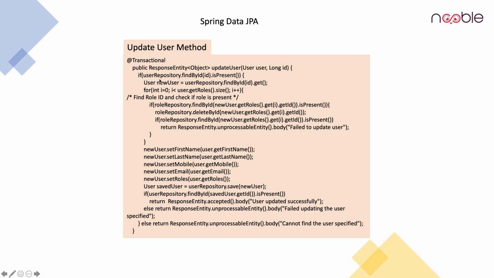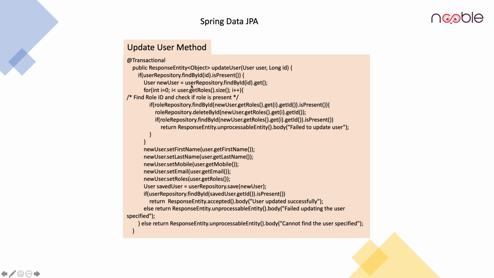So what I do is, here you are getting user of type user and the long ID, and I am checking here whether the ID is present. If it is not present, I am returning cannot find the user specified, because we have to update a user which is already present there. And if it is not present, I am going to return cannot find the user specified. Now if it is present, I am going to execute this code.